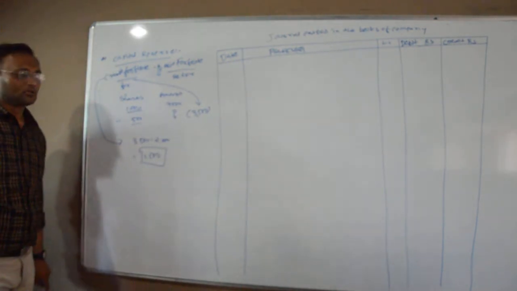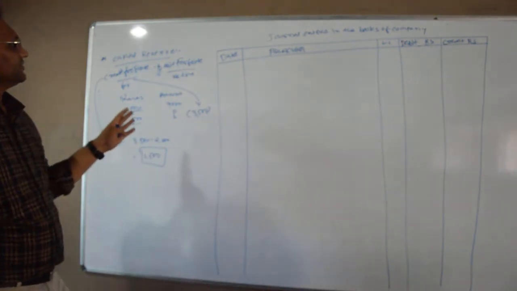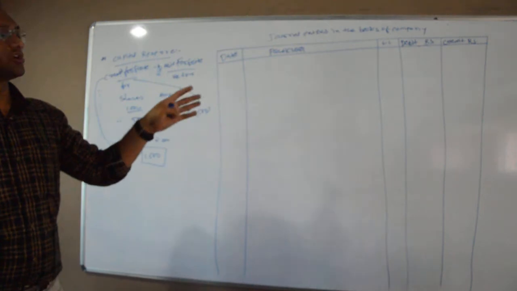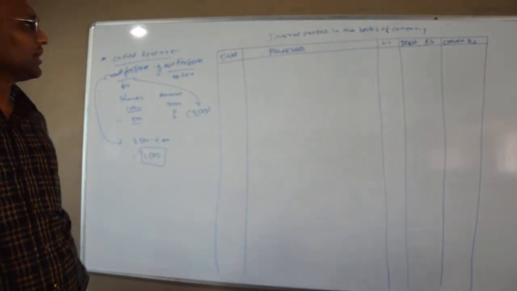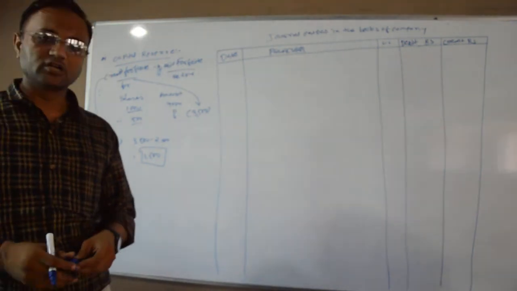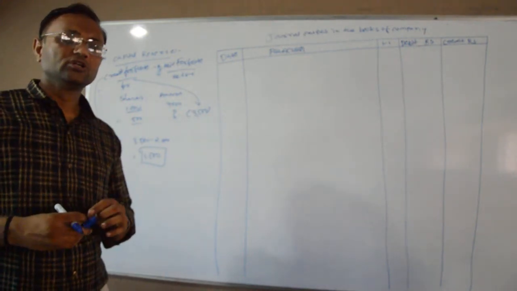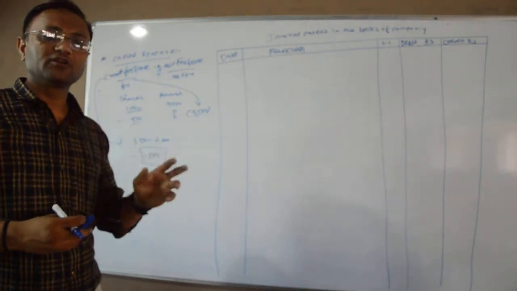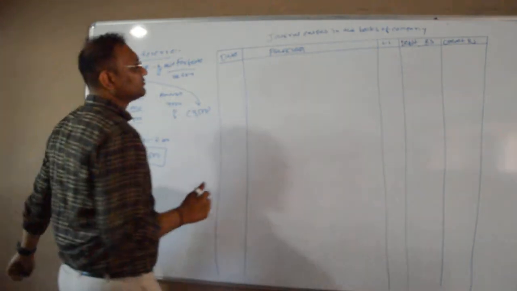Clear? So after all these calculations, we have to prepare the journal entries in the books of the company, using the formula that I have mentioned over here. It is very simple to make journal entries as per the different calculations. So one by one we just have to consider them in the books of the company.